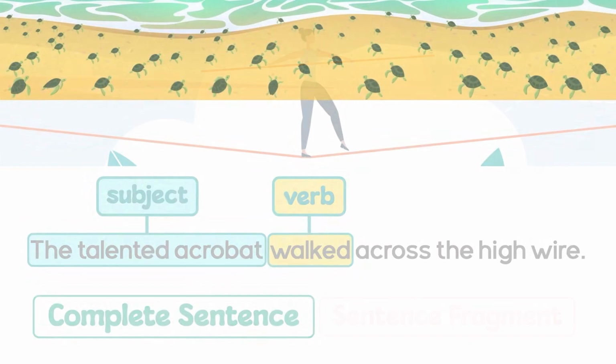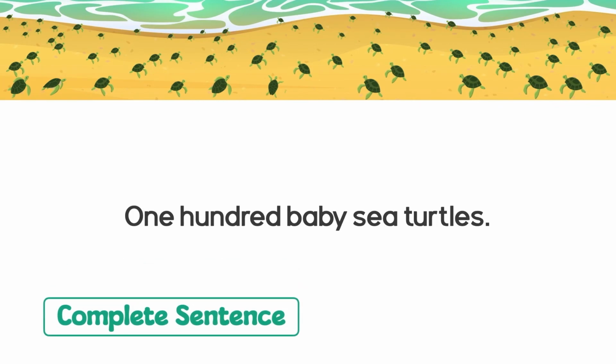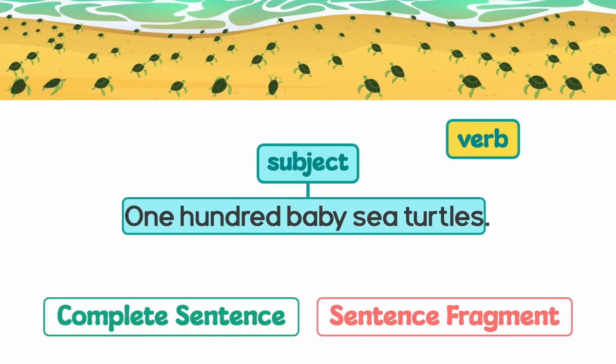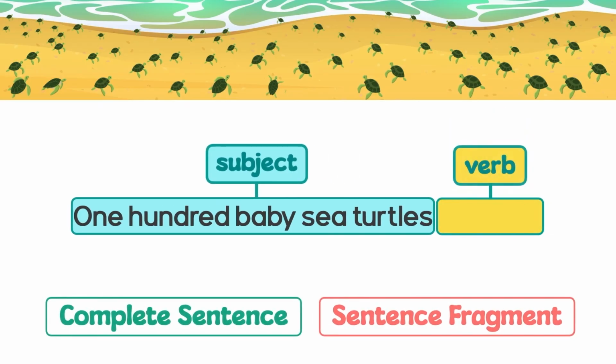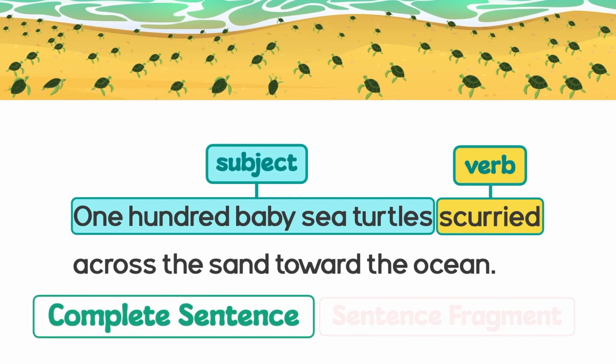Let's look at one more. 100 baby sea turtles. All right, is this a complete sentence or a fragment? Let's look for a subject and a verb. I think we have a subject. Our sentence is about those 100 baby sea turtles. But the verb is missing, so this is a sentence fragment. To fix this, we can add a verb along with a predicate. How about this? 100 baby sea turtles scurried across the sand toward the ocean. That looks good. We now have a subject plus a verb, which makes this a complete sentence.